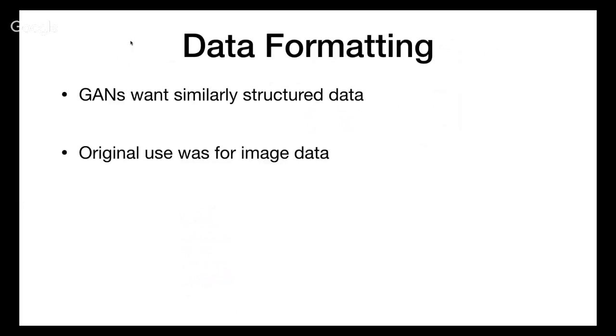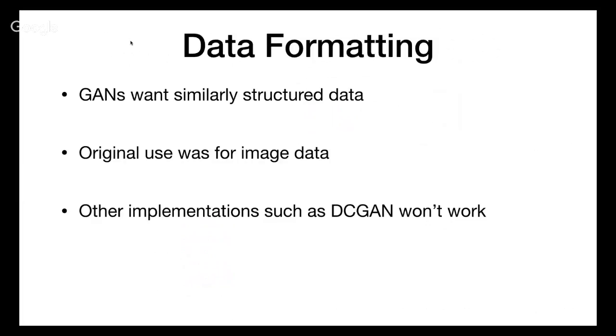So originally it used strict image data. And so DCGAN is a deep convolutional neural network GAN. Convolutional layers basically look at the relationship between the cells around it, which works for pictures, but doesn't work for our data because the rows below it don't necessarily matter as much as the columns next to it.